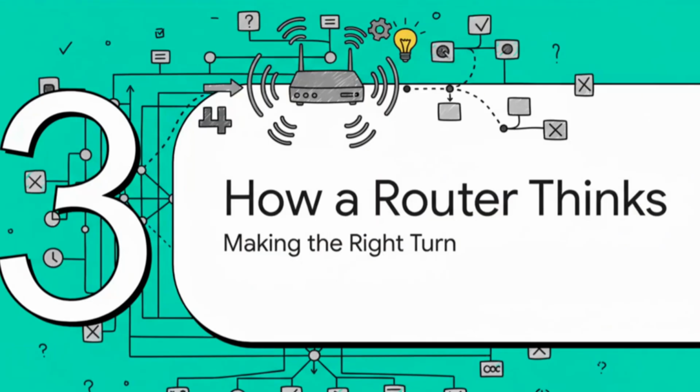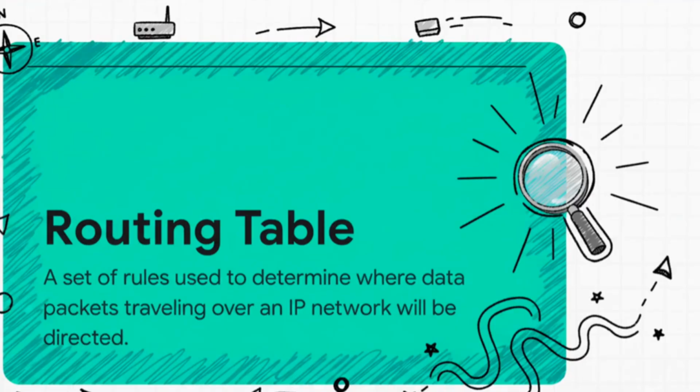Okay, so now our packet is at the router. This little box has to make a really critical decision. In just a fraction of a second, it has to look at our packet and figure out the absolute best path to send it on, out of, well, millions of possibilities. So how does it do it? Well, it's not guessing. It immediately consults its internal rulebook, which we call a routing table.